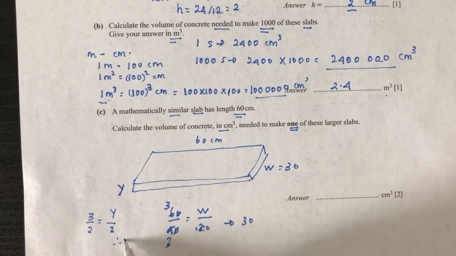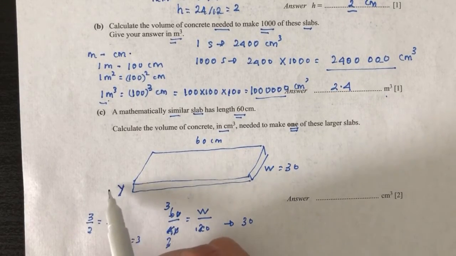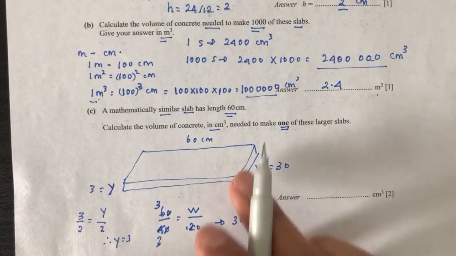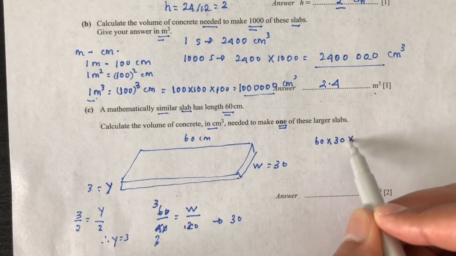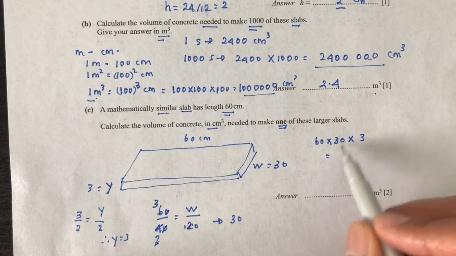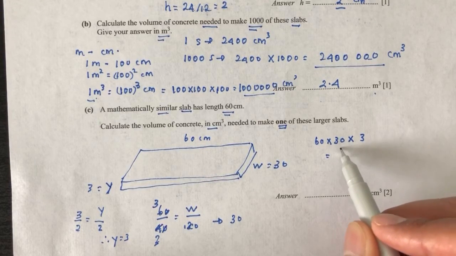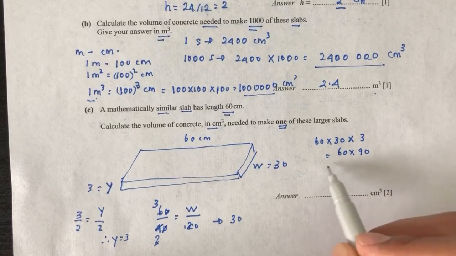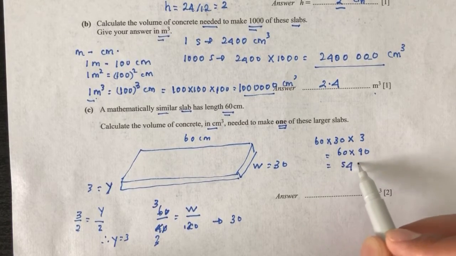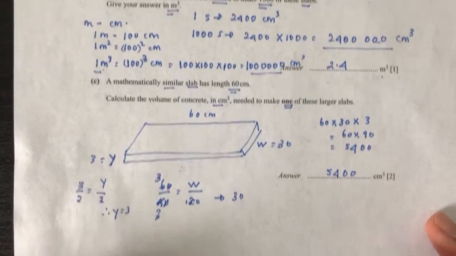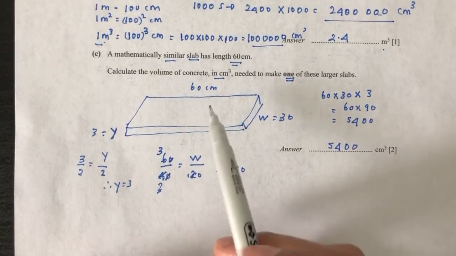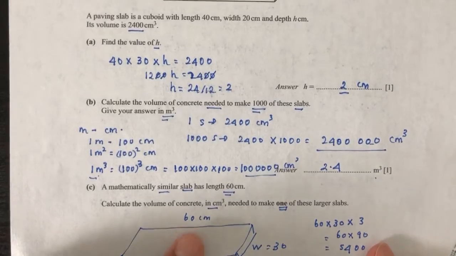So the value of Y is 3. So here we have 3. Find the volume of the slab. We have 60 times 30 times 3, which is 60 times 90, which will become 5400. So that is your answer, 5400.